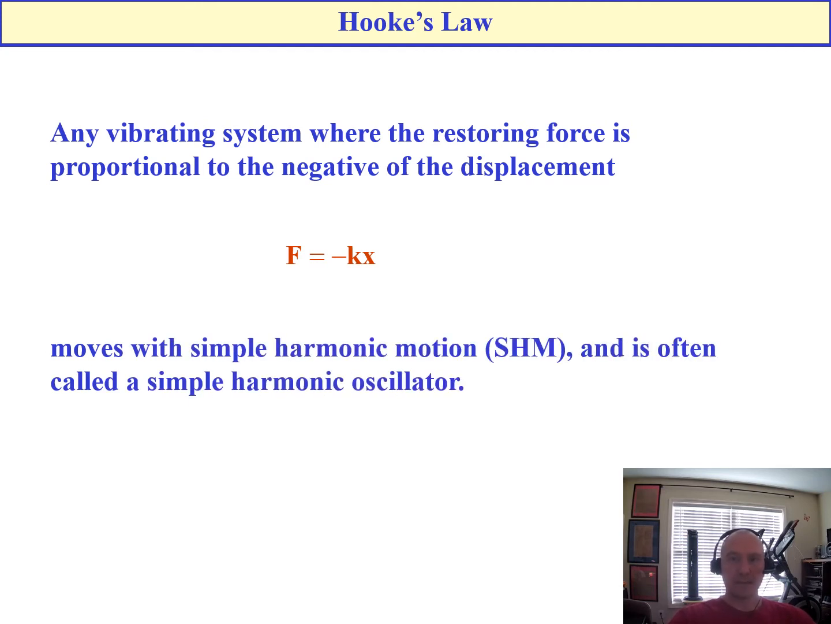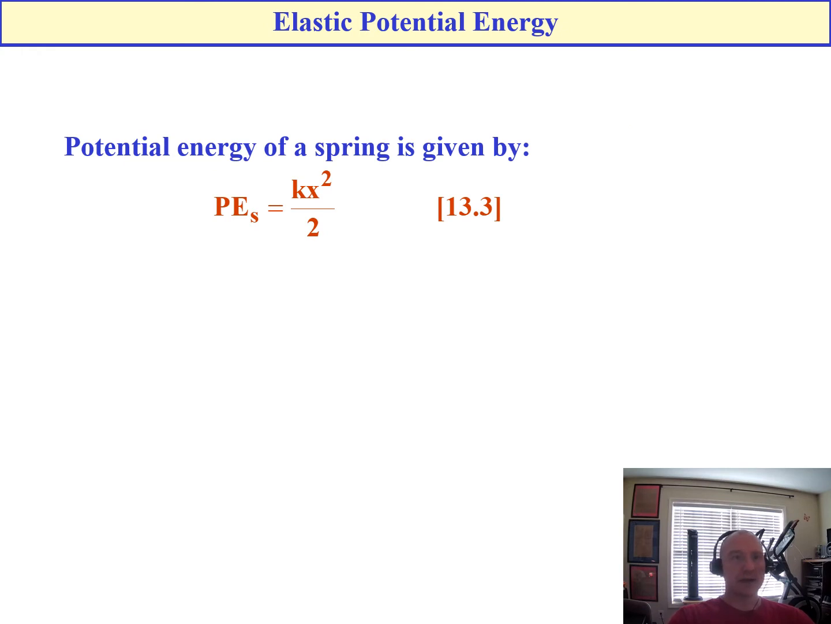All right, so moving on, we call it a simple harmonic oscillator. The potential energy of a spring is given right here. If you remember, the potential energy of a spring is kx squared over 2, and that's because the force is a linear function, so it's a straight line that goes up. In order to find the area, which gives us the work on a force versus position graph, it gives us a triangle, and that's why we get that 1/2 right there.